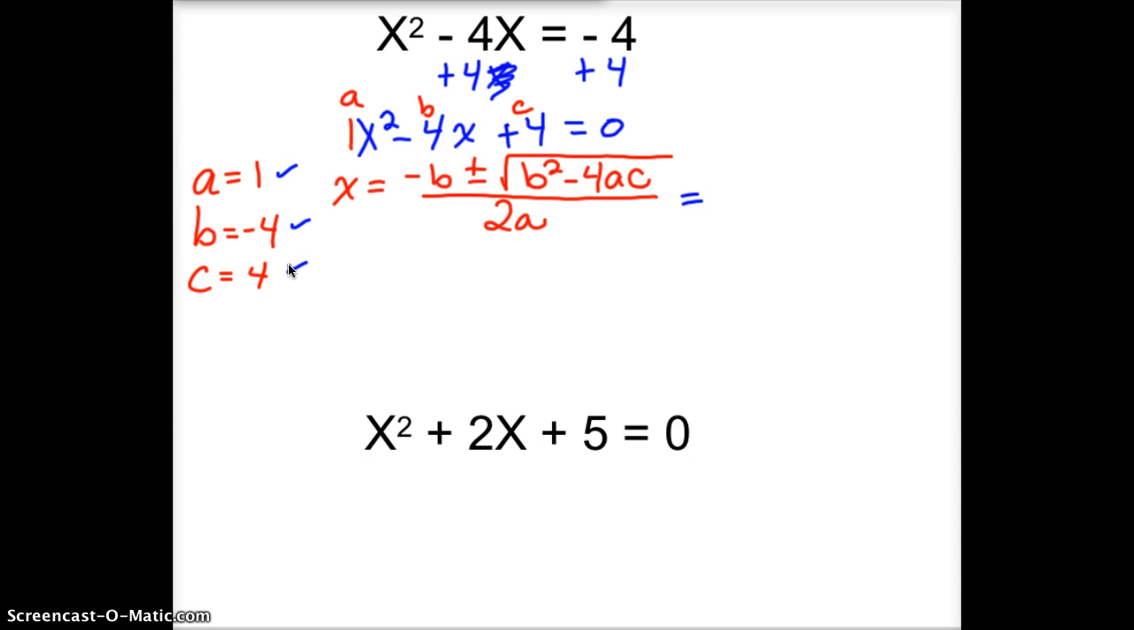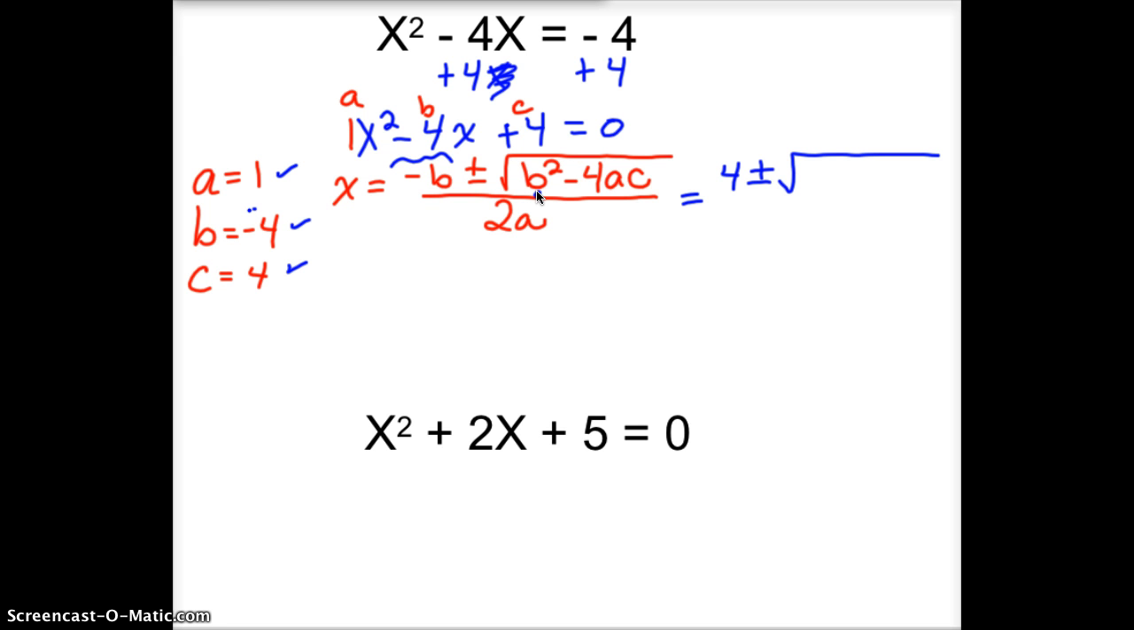For example, it leads with -b. And a -4 is actually positive. So I actually even like to say that this is the opposite of b. So that's been plugged in. Then the map says I do plus or minus. Then it says I do a square root.